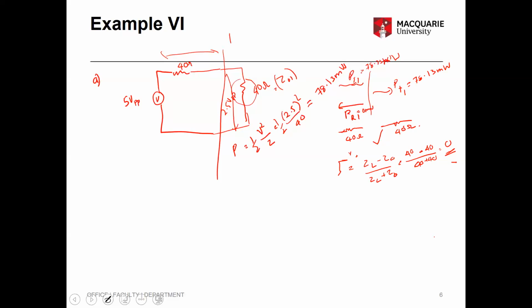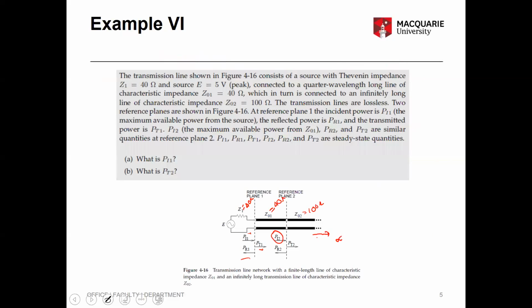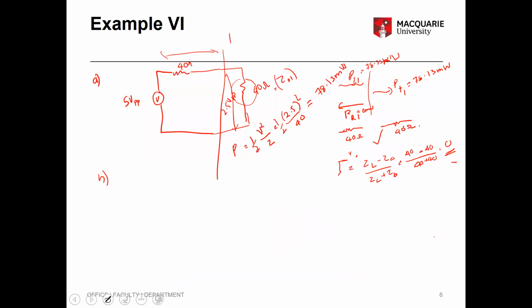Okay, because we need that for the second part. So what is the second part asking? It's PT2, the transmitted power to the 100 ohm load. Now at this interface, we need to find tau V.